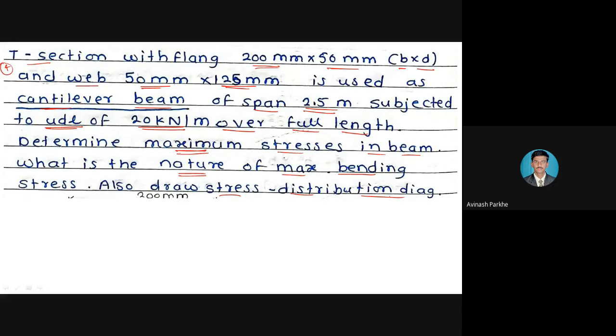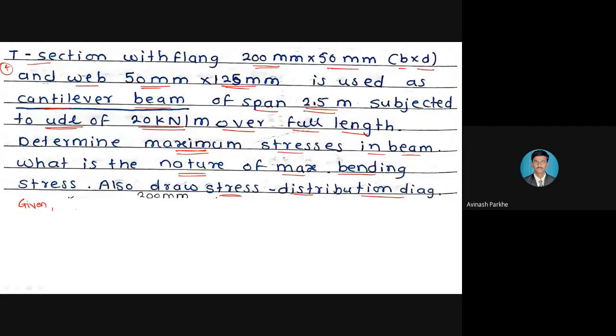Then we have to calculate the maximum bending stress, and out of that we have to decide whether it is under tension or compression. And also we have to draw the stress distribution diagram. So from this statement we can clearly say that the T section is given. Here I will write the given parameters. What are the given parameters?